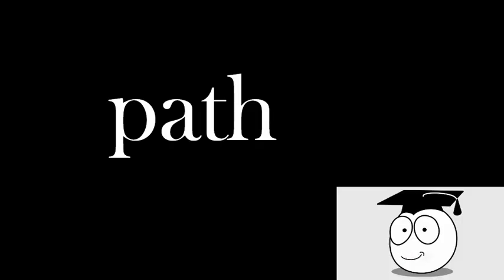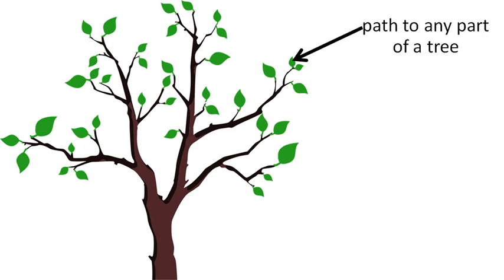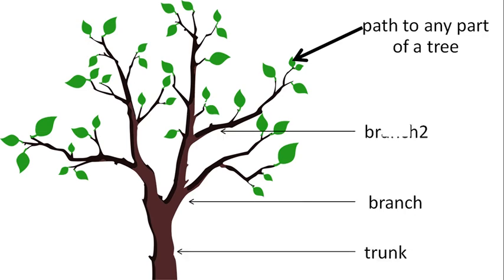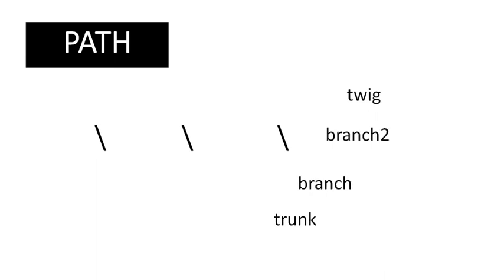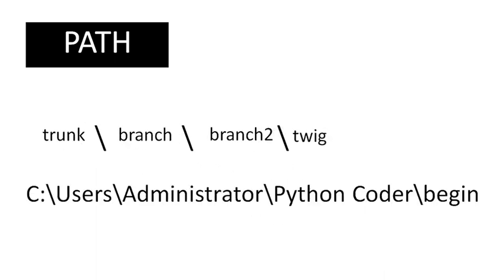Path. What does this mean? Well, here's a leaf on a tree. For any leaf, we can tell where it is on a tree by the path from the bottom of the tree. We have the trunk, and then a branch coming off the trunk, and then another branch, and then a twig. So we can see where any leaf is by that path. Now, if we move those words and split them, you can see how we use these paths to say where a folder or a file is. It's like a path on a tree. You can think of it a bit like a family tree even. So that's a path.